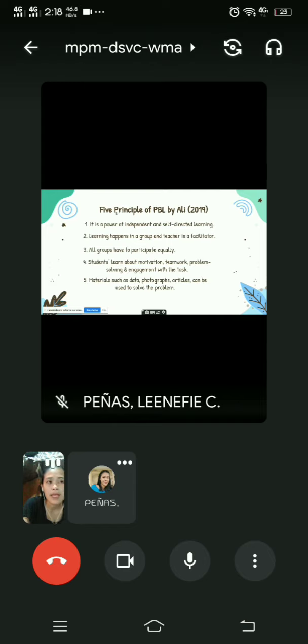By Ali in 2019, he proposes five principles of problem-based learning. First is the power of independent and self-directed learning. Second is learning happens in a group and a teacher is a facilitator. Third one is all groups have to participate equally. Fourth one is students learn about motivation, teamwork, problem solving, and engagement with the task. And lastly is materials such as data, photographs, articles can be used to solve the problem.